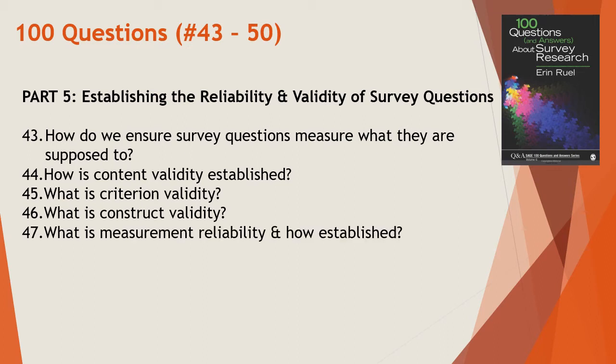Number 47, what is measurement reliability and how is it established? Measurement reliability is defined simply as the consistency in responses to survey questions, so that if people take the same survey, you get roughly the same kind of measures over time. There are several different types of reliability measures. There's test-retest, making sure that you don't test people too quickly, because then they're memorizing their answers.